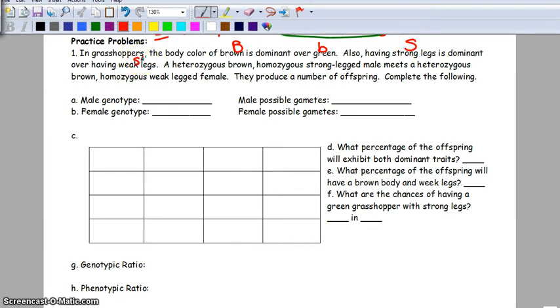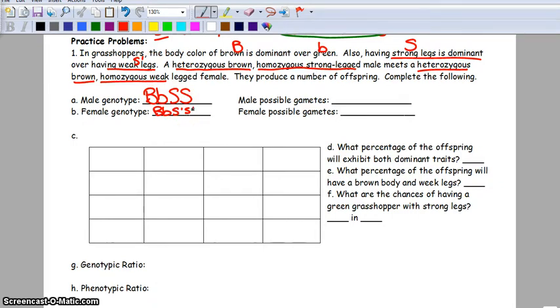So we have a heterozygous brown male. Heterozygous brown would be big B, little b. Homozygous strong. So homozygous, we know each allele is going to be the same. Strong, we just said, is dominant. So big S, big S. Male meets a heterozygous brown female. So heterozygous brown, big B, little b. Homozygous weak, we know weak is recessive. It said right there. So homozygous means both alleles are the same. Weak, we know, is a little s. And so there's the genotypes of the male and the female.